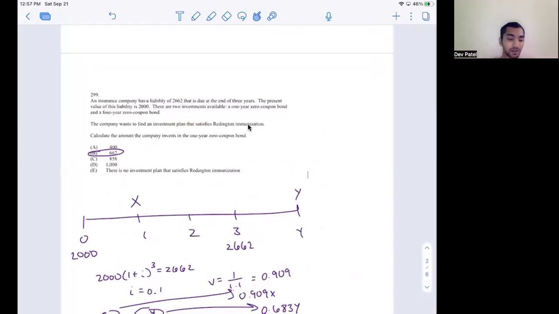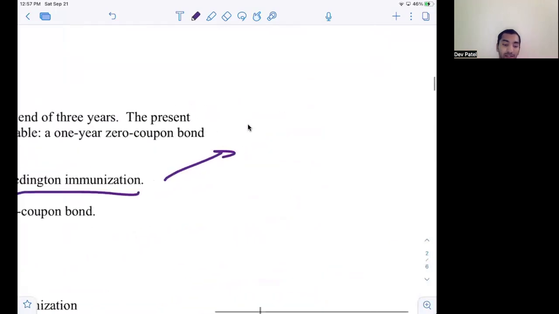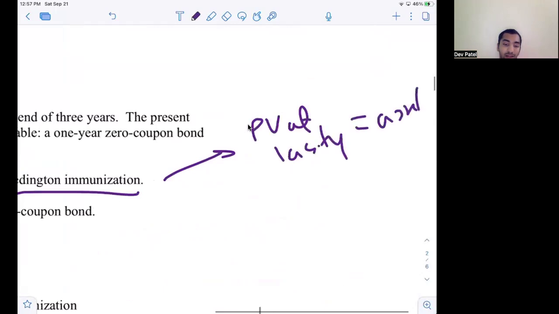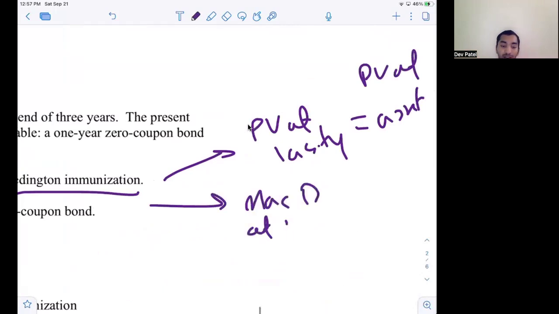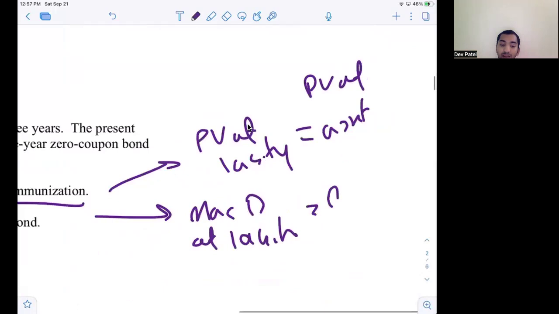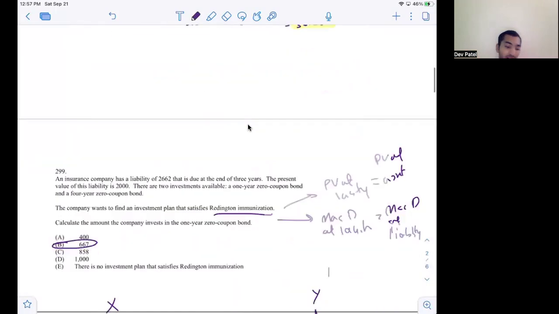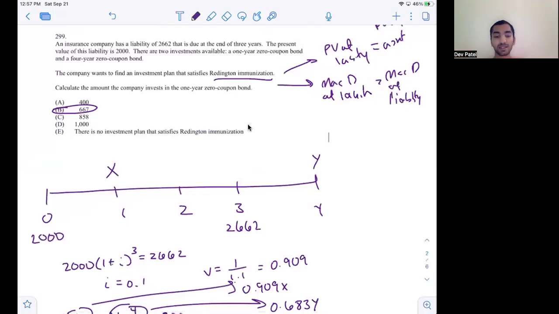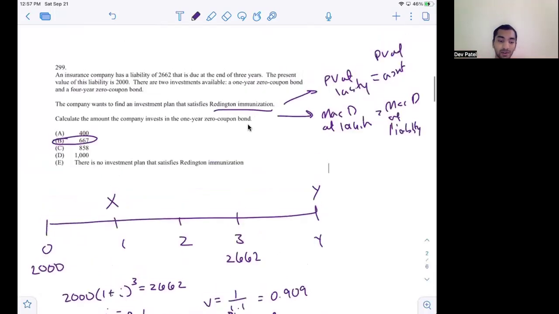There are two investments available: a zero coupon bond and a 4-year coupon bond. We want to find the investment plan that satisfies Redington immunization. As soon as you see Redington immunization, two things should immediately flag. First, the present value of the liability equals the present value of the assets. And the second one is that the Macaulay duration of the liability should equal the Macaulay duration of the assets. So here you get two different systems of equations that you can solve. There's a third regarding convexity, but in this case, we only need two. And typically, you will only need to solve these two systems of equations to get the values.